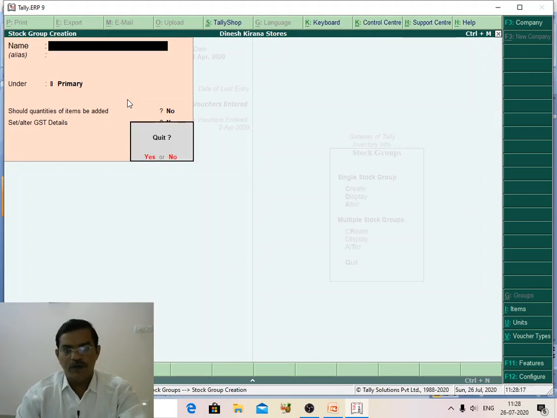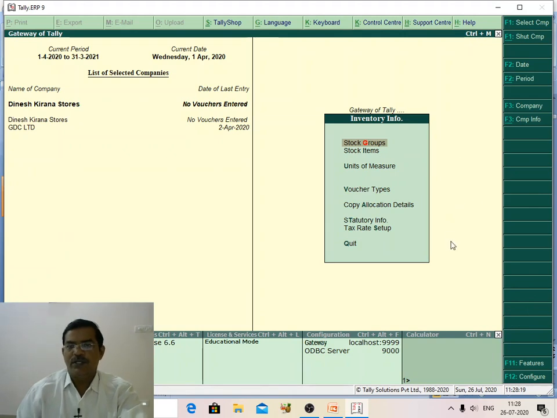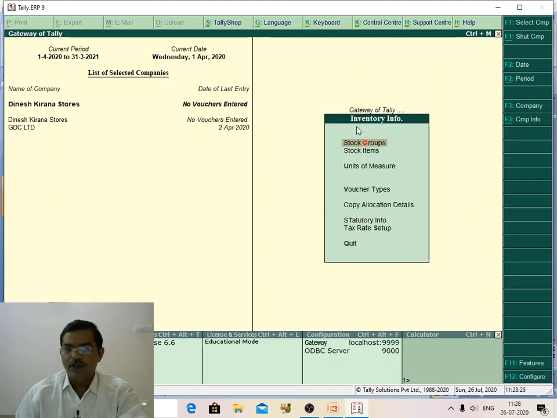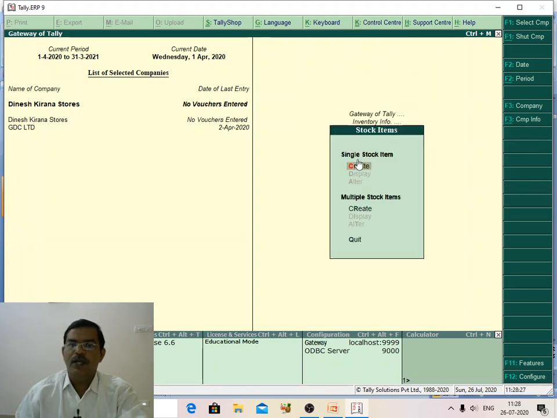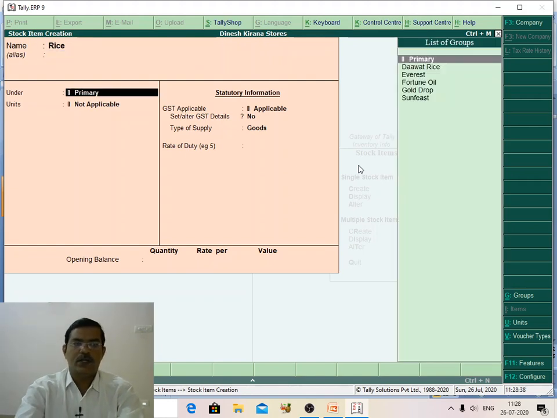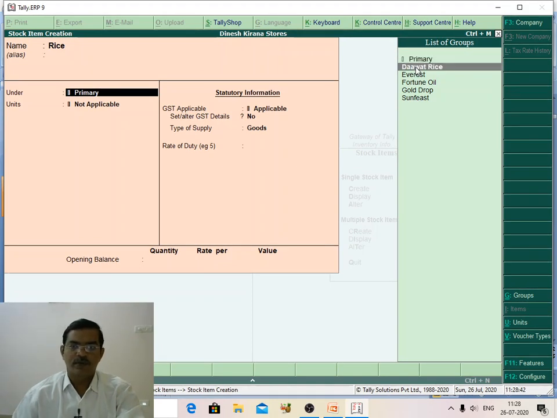So now after this, I am going to create stock items. So what is the path? Go to Gateway of Tally, Inventory Info, select Stock Items and Create. So first I am going to create rice as a stock item. It is under the Daawat Rice group.